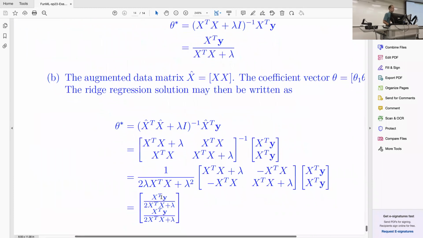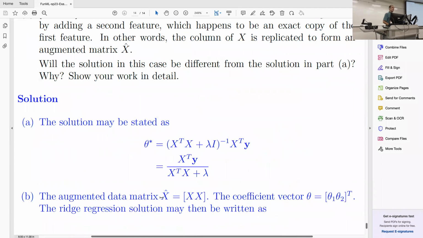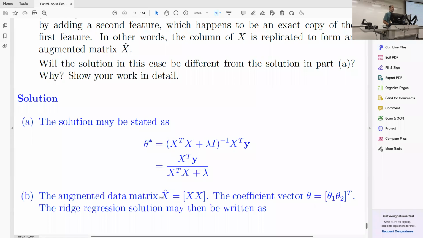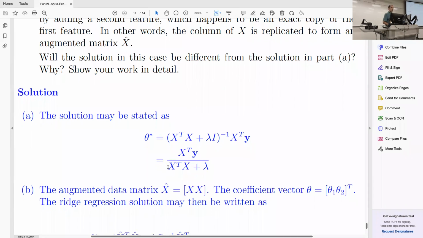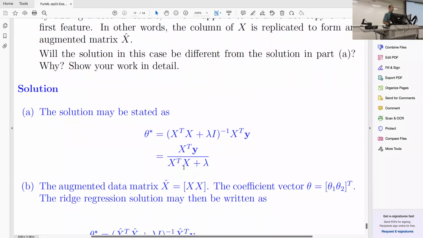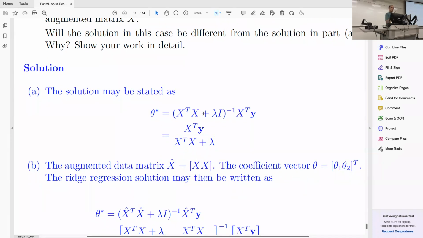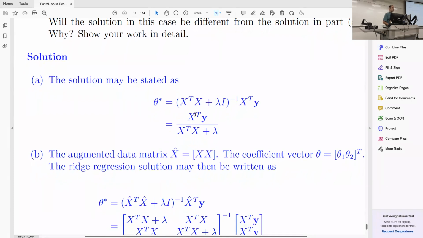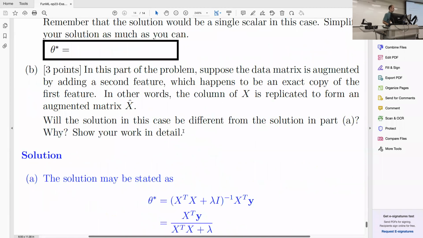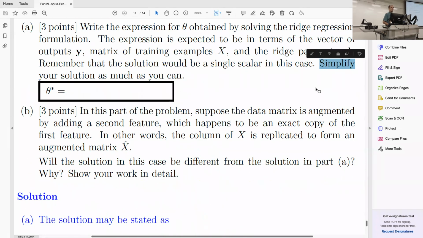Yes. Can you please take a picture of it? Just send it as a private message on Piazza. Yeah, please do the same. He said basically he got exactly the same answer, but you have to simplify it. Yeah, you have to simplify. You have to simplify. Yes.